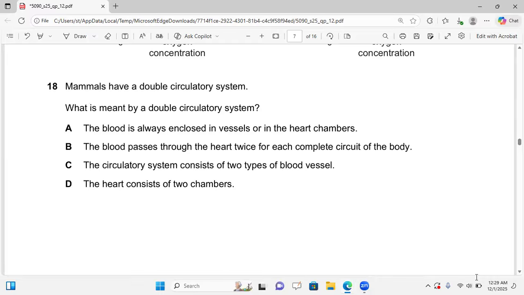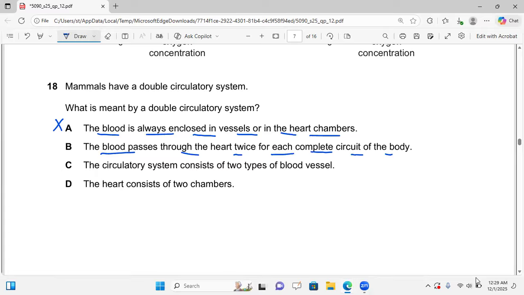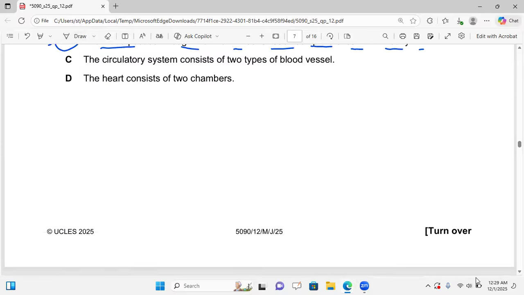For this one, let's read what he is saying. The blood is always enclosed in a vessel and in the heart chamber, no. The blood passes through the heart twice in each complete circuit of the body. He is fine, because blood passes from body to heart, heart to lungs, lungs to heart, and heart to body. So it passes two times through the heart. So it is called a double circulatory system.